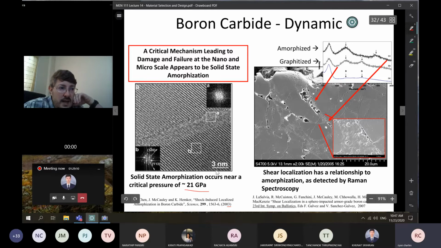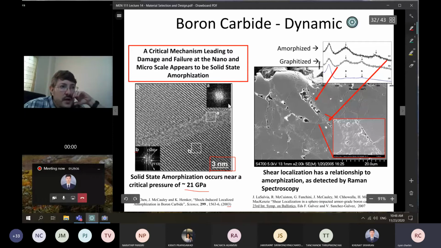This picture you're looking at, this is 3 nanometers. You're seeing the planes of atoms. You're seeing the atomic planes of boron and carbon. When you see the planes, it's crystalline, right? Here, this B, this illustrates it's crystalline. This is a diffraction pattern that says crystal.